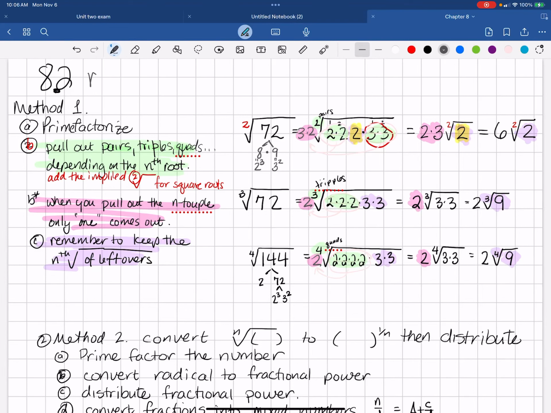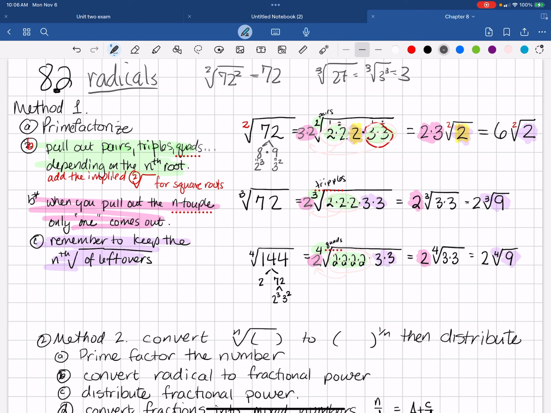8.2 is more radicals. They're just getting more complicated. So in 8.1, they were always perfect. So we had like the square root of 72 squared, and you just got 72. Or it was a cube root of 27, which was cube root of 3 cubed, and you got 3. So that's kind of what we did in 8.1.